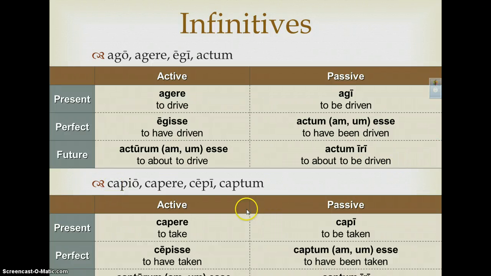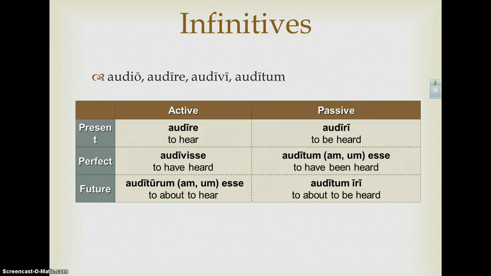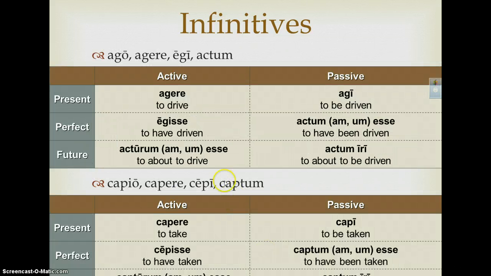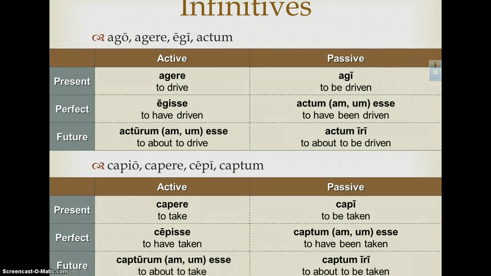I fear you might not be able to see the very bottom of this. Oh goodness, I'll have to move the screen down. So capio, also a third conjugation. So capere, to take. Capi, to be taken. Capisse, to have taken. Captum, captam, captum esse, to have been taken. And then, let's move those down. Capturum, capturam, capturum esse, to be about to take. And captum iri, to be about to be taken.